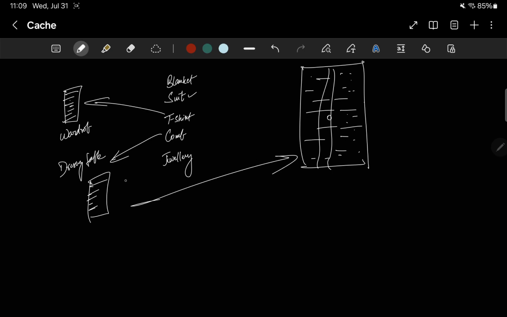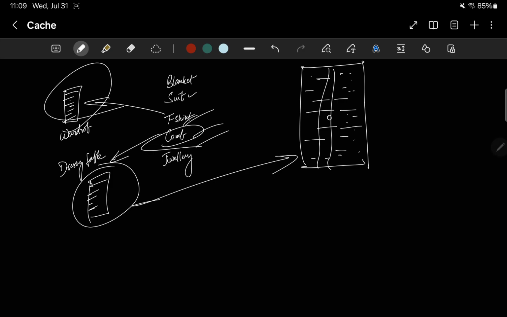So that's why we want quick retrieval of these items. We don't want to go open and search through all the items to find a comb or a t-shirt, right? So that's why we store our t-shirt in the wardrobe and comb in the dressing table for quick retrieval, because we use these things daily. So that's why we have cache. Cache plays a similar role as our wardrobe or dressing table because it stores frequently accessed elements, which are accessed very quickly, one after the other, right?